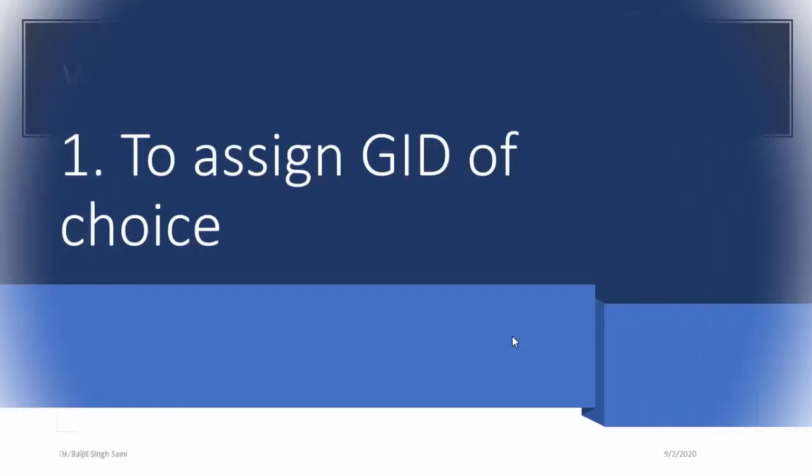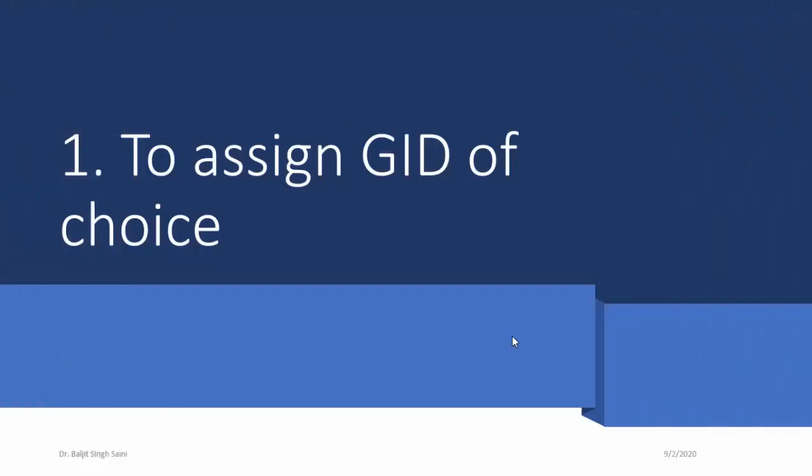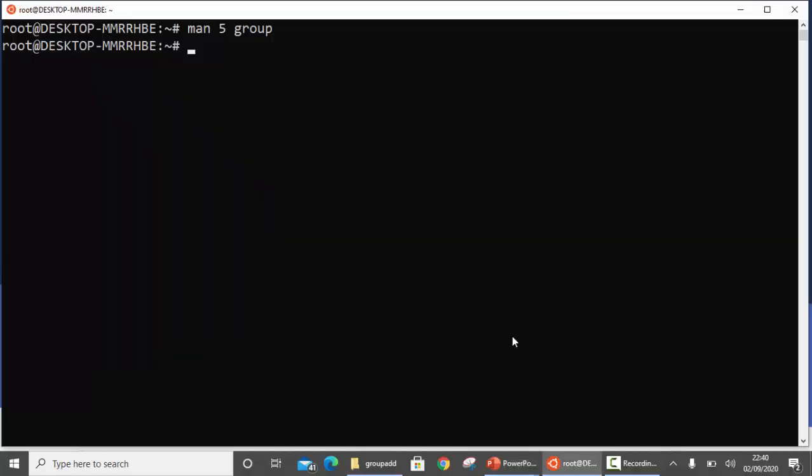Alright. So now let us see what are the options available with the groupadd command. The first option is to assign a GID of your own choice. So the option is -g. Now once we created the Windows group, we never specified the group ID or the GID, and 1003 was automatically assigned by the system.